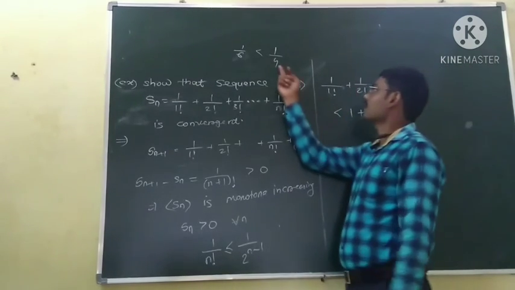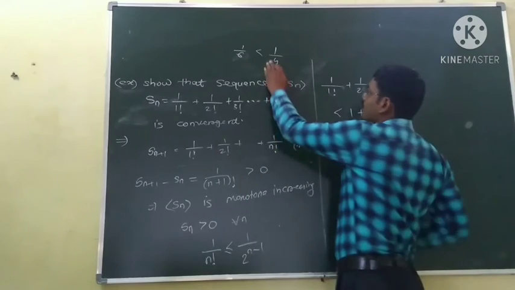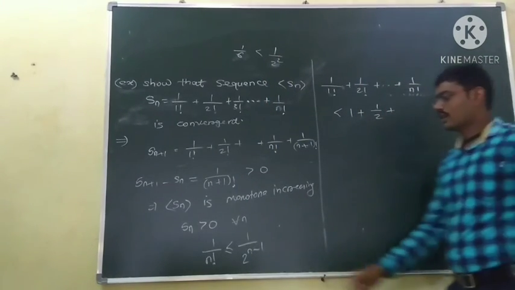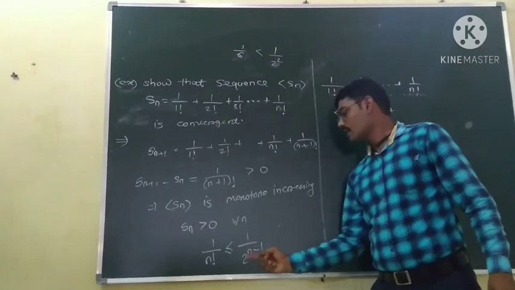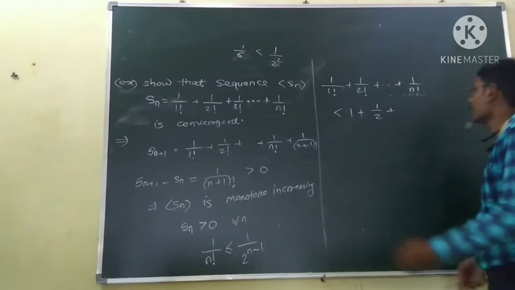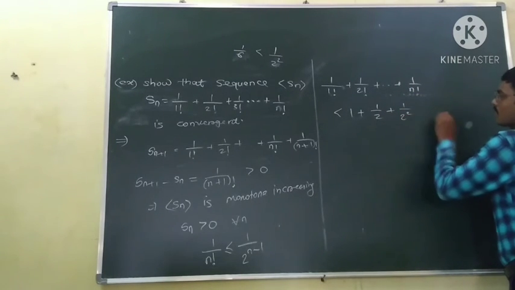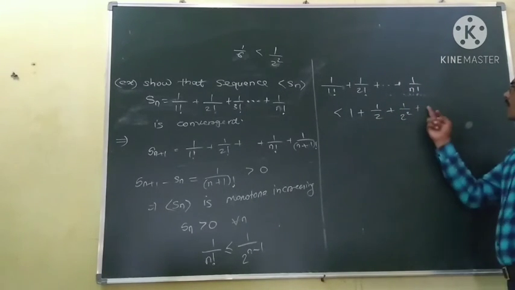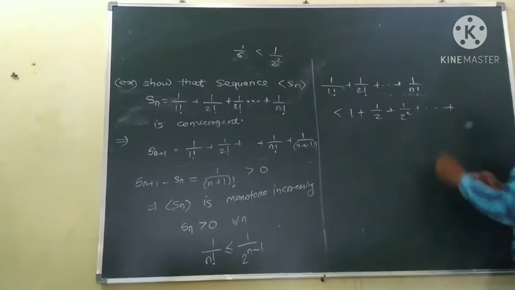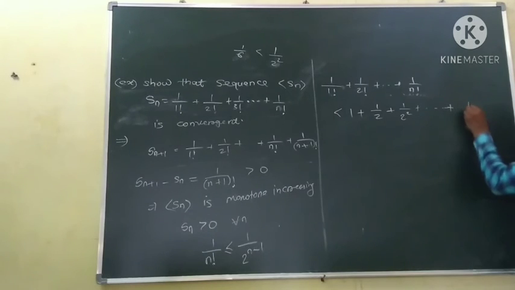1 by 3 factorial is less than 1 by 4, that is we can write as 1 upon 2 raised to power 2. So 1 upon 3 factorial is less than 1 upon 2 raised to power 3 minus 1, and 3 minus 1 is 2. So next we get 1 upon 2 raised to power 3, and so on, such that 1 upon n factorial is less than 1 upon 2 raised to power n minus 1.